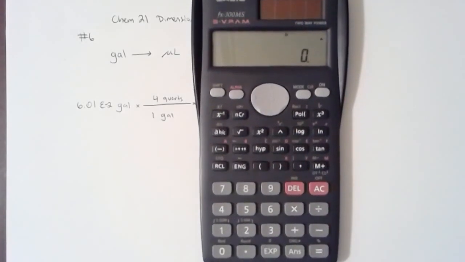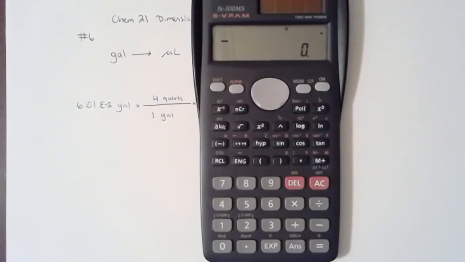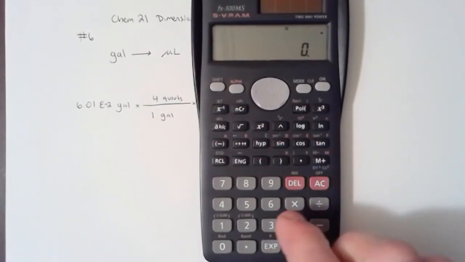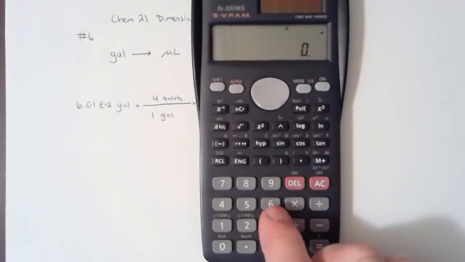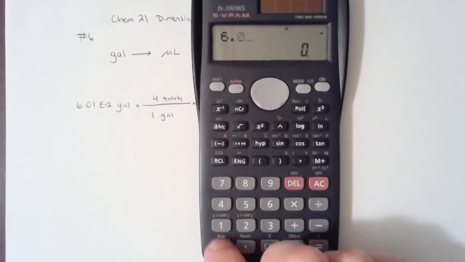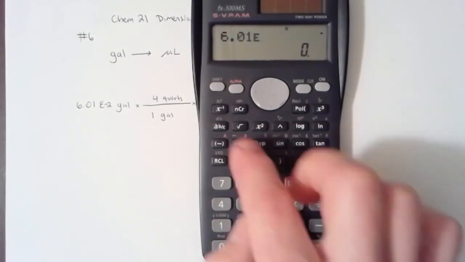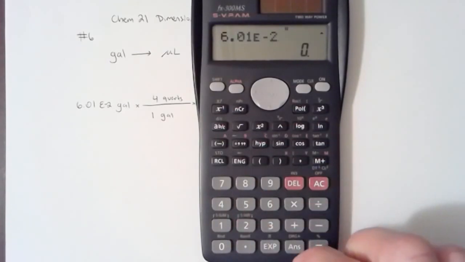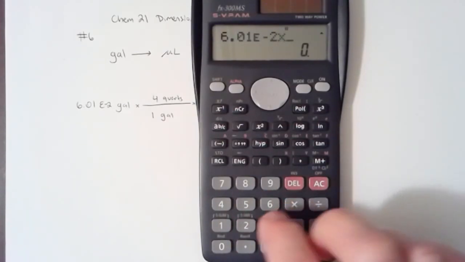Okay, this particular model has a button EXP. That's what we're going to use in place of EE, which is what some of the TI models have. Works the same way. So let's get to it. We're starting with 6.01 e to the negative 2 gallons, so we'll just enter that in, 6.01 EXP and then negative 2. Okay, multiply that by 4.